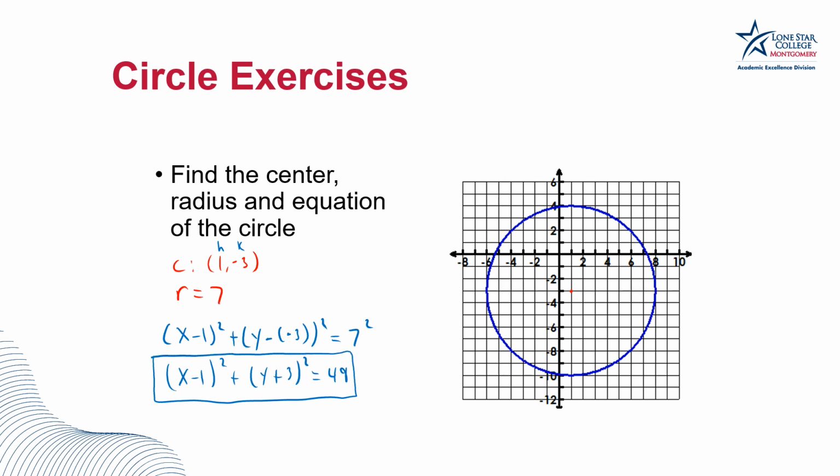So you want to be careful. By default, it's always x minus h squared and y minus k squared. So if your point happens to have a negative, it actually flips the sign to make it a positive inside the center radius form equation.